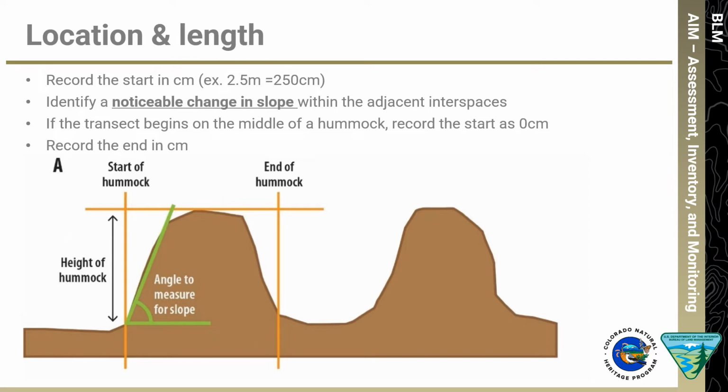This is more obvious on features with steep slopes and less obvious on features with gentle slopes. The vertical orange lines in this figure indicate where you would record the start and end of a hummock feature. Record the start and end of the hummock in the appropriate fields within Survey 123 or on the Hummocks datasheet.